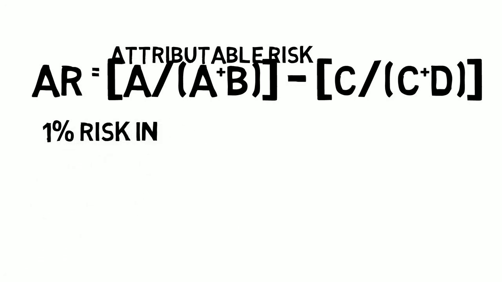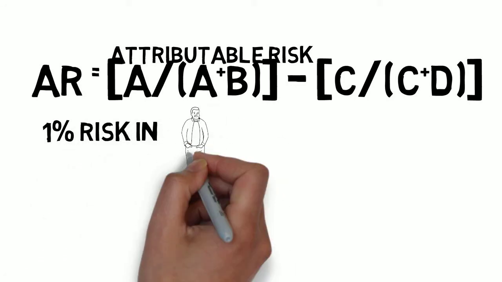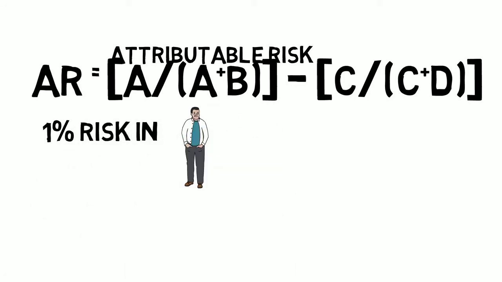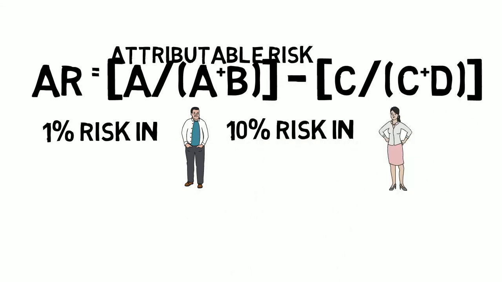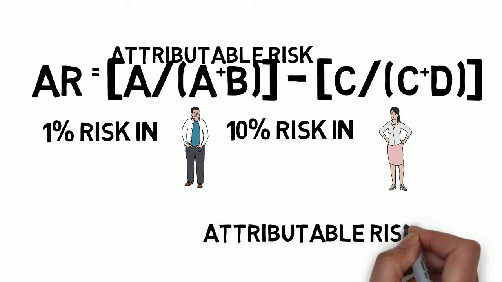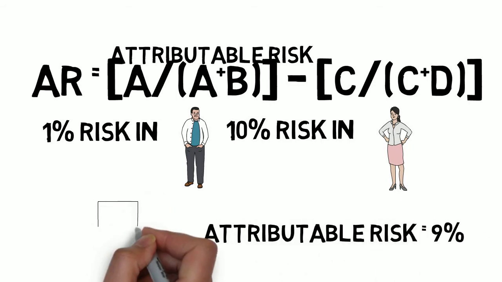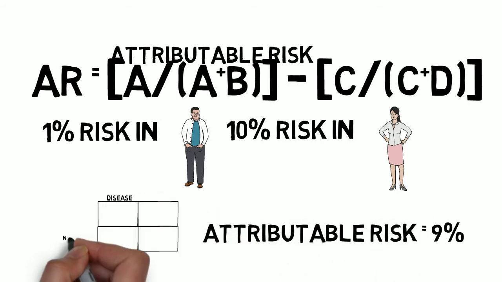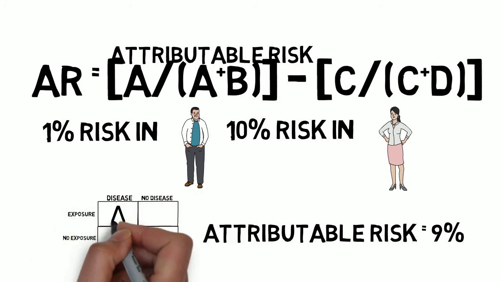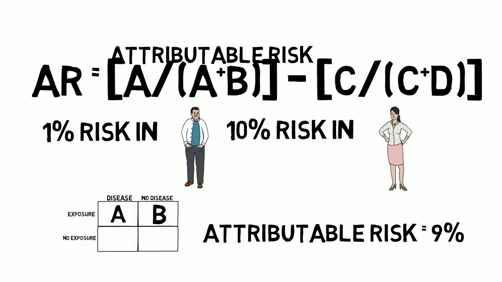This value is easy to calculate as long as you have calculated the risk of disease for both populations. For example, let's say that males have a 1% chance of Alzheimer's and females have a 10% chance of Alzheimer's. To find the attributable risk, simply subtract the risk of disease for both groups. In this case, the attributable risk is 9% for females. Here again is the 2x2 table. Notice how you simply subtract the risk of disease for the top row minus the risk of disease for the bottom row.